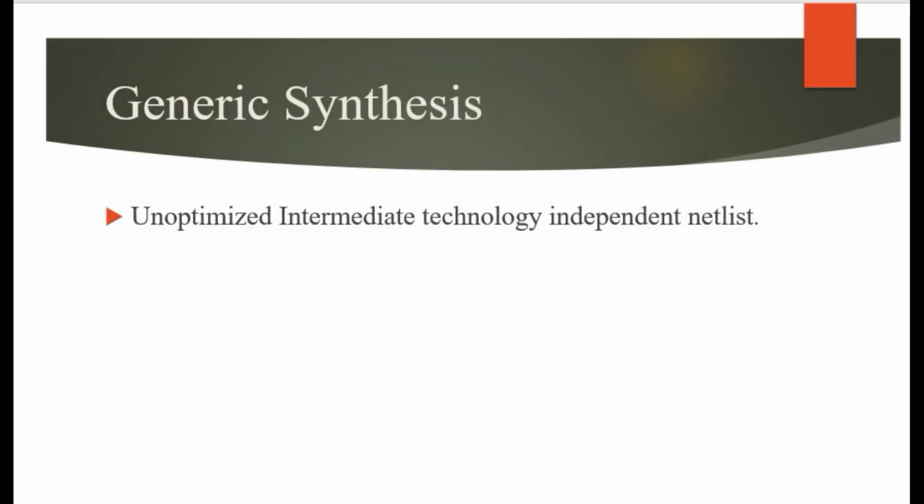After the constraints are applied, the tool performs the next step, which is generic synthesis. In generic synthesis, the tool maps the cells or gates to the cells from the generic library. The generic library is a technology independent library. That is, it is not dependent on any target technology. So during generic synthesis, the tool maps the cells to that generic library and gives us an unoptimized intermediate technology independent netlist.